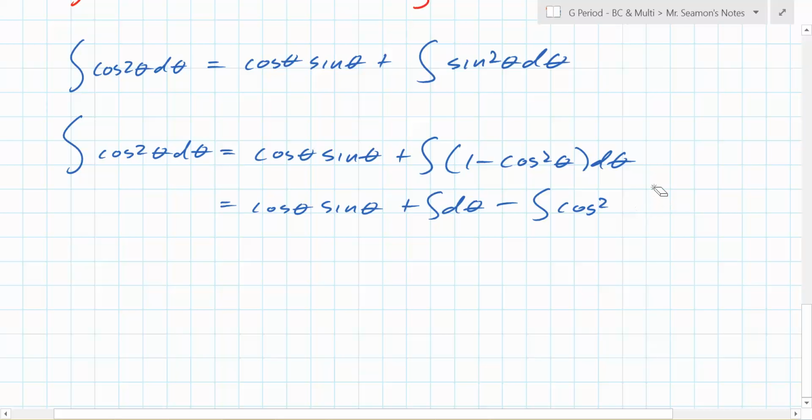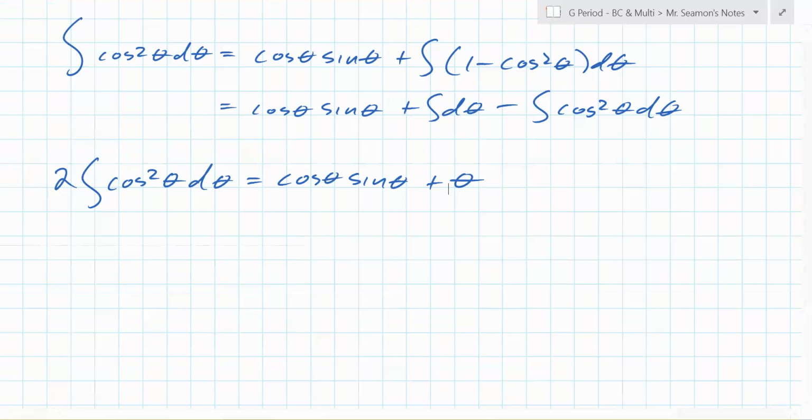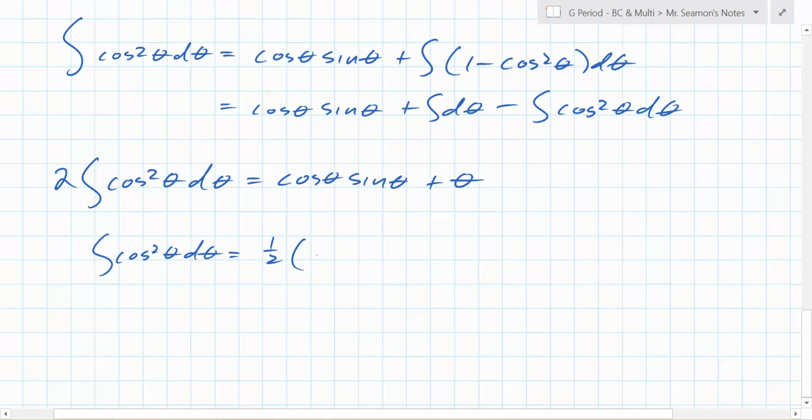I don't want to drop the theta. Oh, I could bring it to the other side. Now I can make it 2 times the integral of cosine squared theta d theta equal to cosine theta sine theta plus theta. And now what do I divide both sides by? Oh, look at that. The integral of cosine squared theta d theta is equal to 1/2 of cosine theta sine theta plus theta. Okay, sit down.